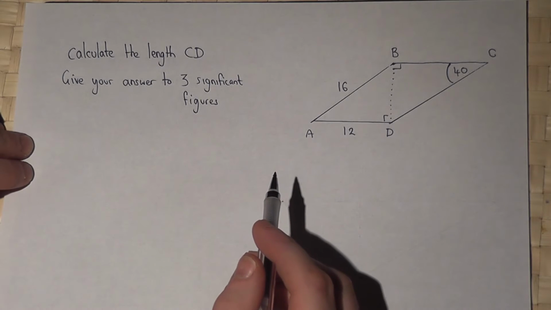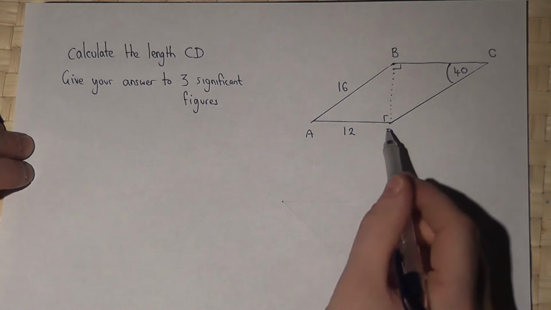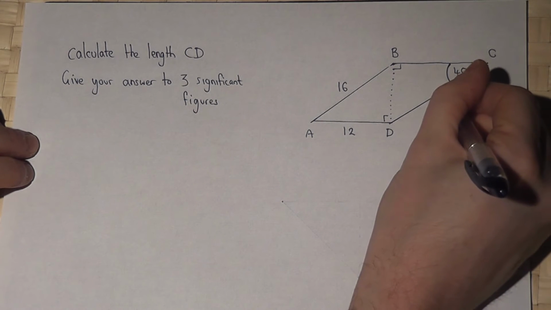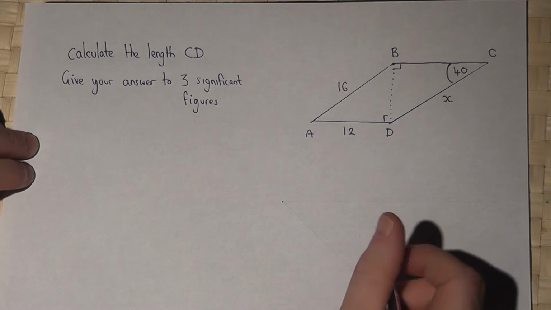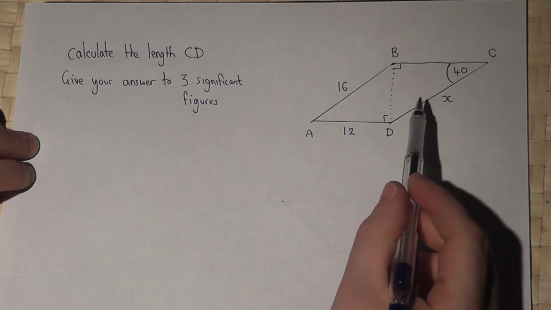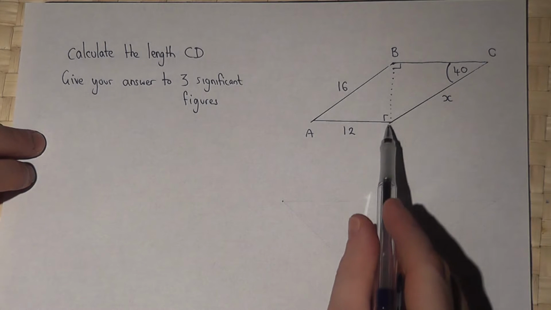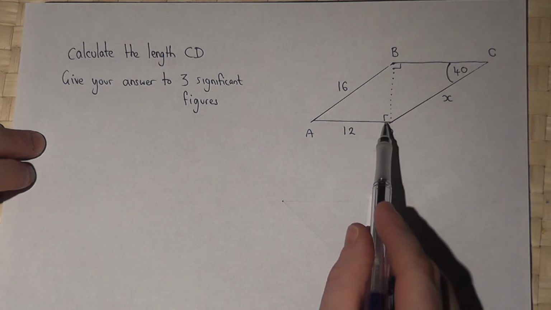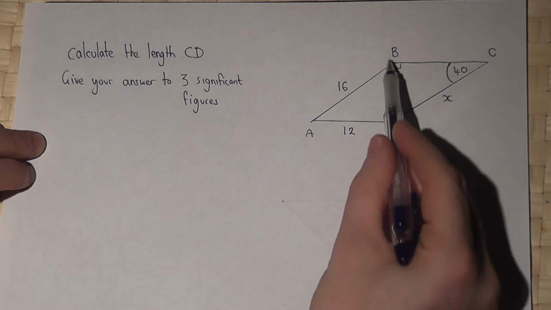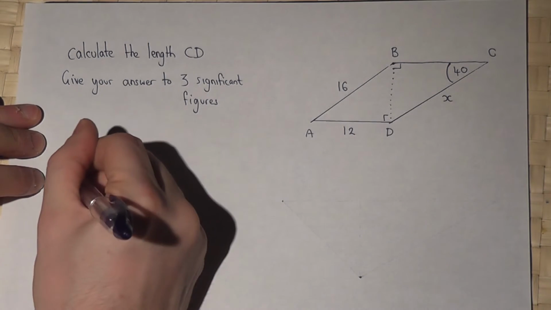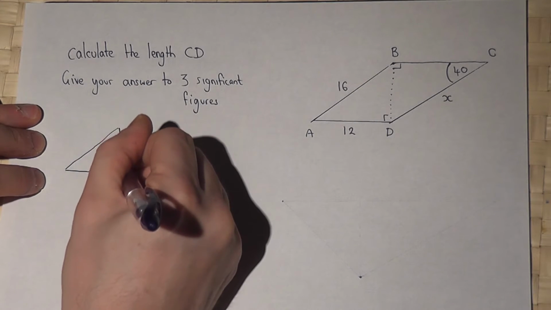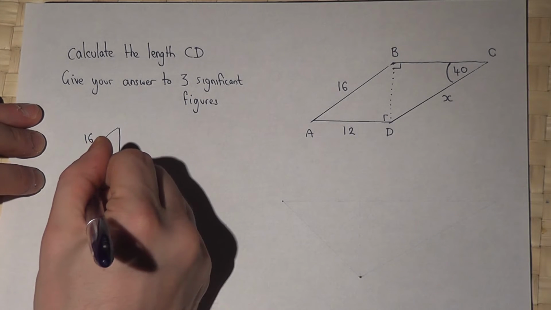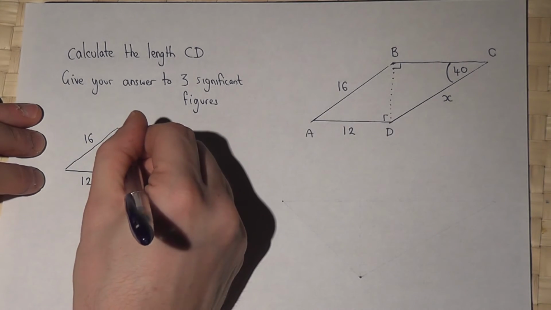This question asks us to find the length CD to three significant figures. I'll call this length x. Now to find this length here, I must first of all find that length there, because I must know another length in that triangle. So let's consider that triangle. I will sketch it out here. Now we know that 16 is the hypotenuse. This is 12. So let's call that y.